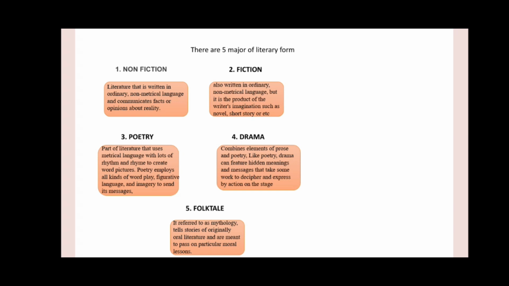Drama combines elements of prose and poetry. Like poetry, drama can feature hidden meaning and message that take some work to decipher and express by action on the stage. The famous drama is Romeo and Juliet. It is a tragedy play by Shakespeare.